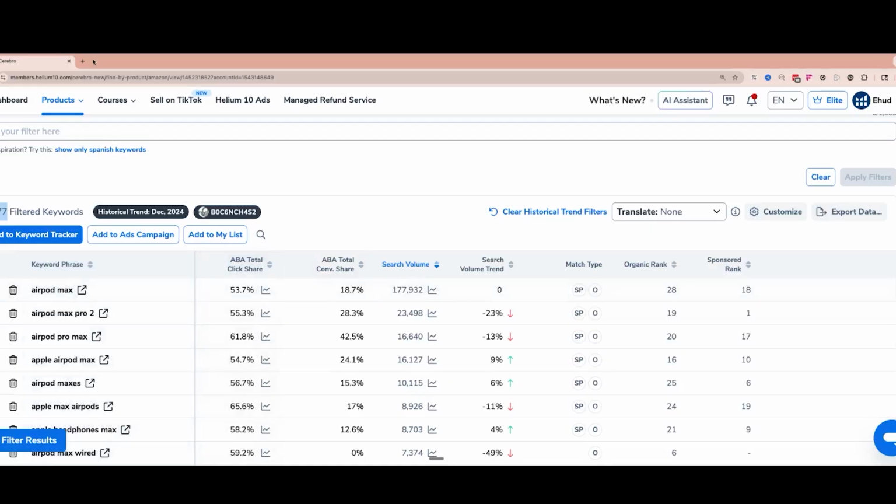You open up multiple tabs or you export the data. I personally like to export the data and just compare it side by side on an Excel sheet or a Google sheet and just see rank of last year December, rank of this year December.